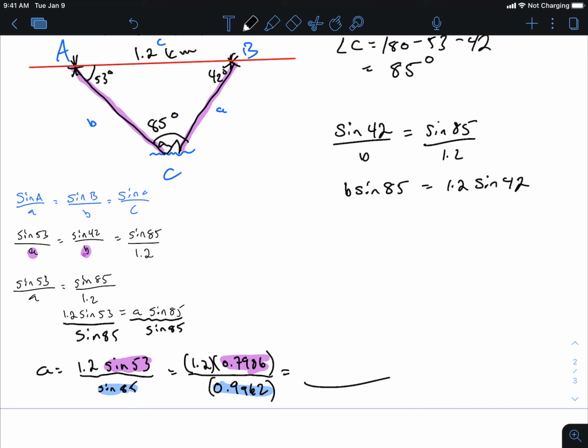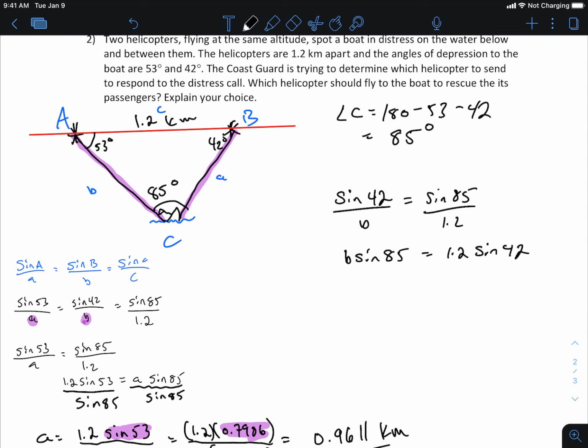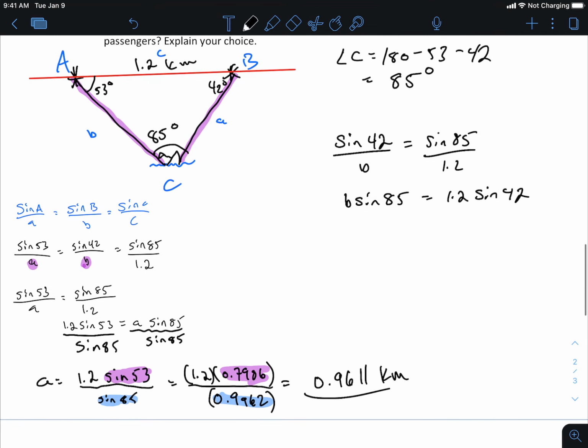Sophia, yes. 0.9611. Okay, what does that mean? What are the units? Because your question is like, is this reasonable? You're like, 0.96, what is that? Is it in meters? It's in kilometers. So that seems reasonable, right? Because remember that the distance between the two helicopters was 1.2. So then we're going to do the exact same calculations you guys just finished doing over here to find B. Once you have B, you can make a decision as to who's closer. Does that make sense?